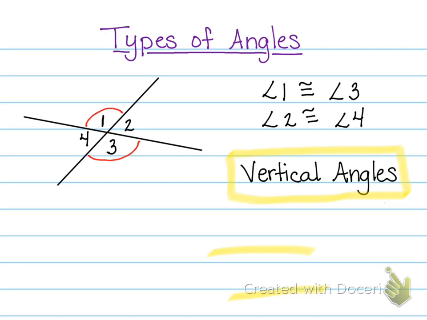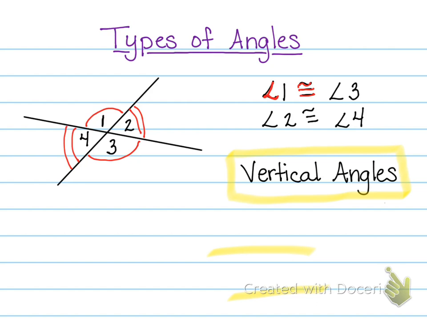The way we would write that is a little angle symbol, kind of a weird little L, with 1, and an equals sign with a little swirl, a little wave above it, which means congruent. So angle 1 is congruent to angle 3. Angle 2 here is congruent to angle 4. This is an example of vertical angles.